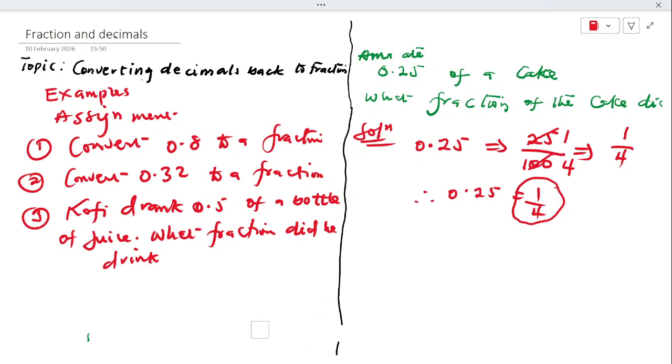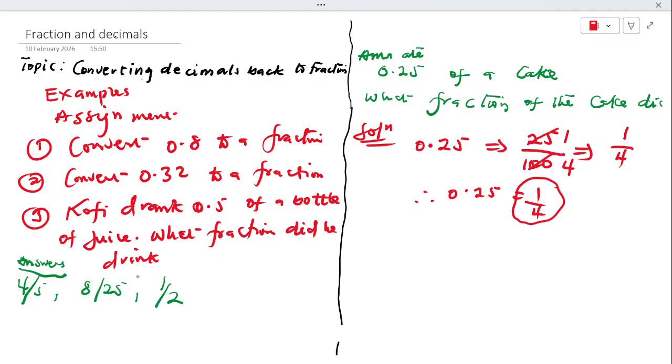All right, so that is yours. Pause the video and try them and come back to check your answers, which are 4 over 5, 8 over 25, and then 1 over 2. So these are the answers. So pause the video, solve it, and come back to check your answers.